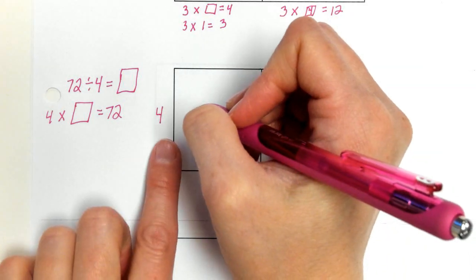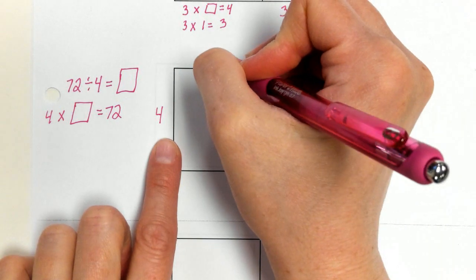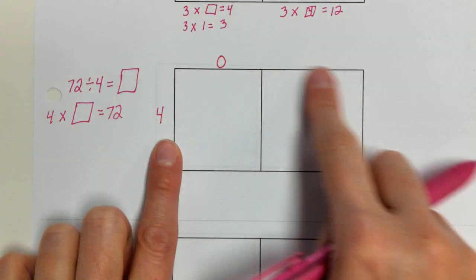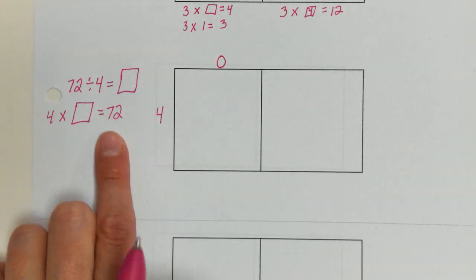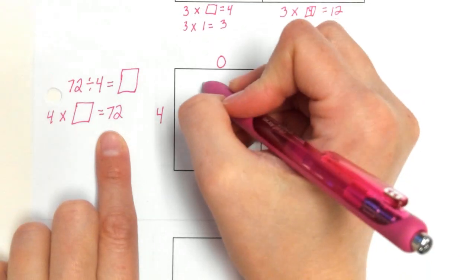Okay, I'm going to put the 4 on this side. I'm going to put a 0 up here because that's my place value. This is where my mystery number is going to be built. Where do I put the 72? In the box.